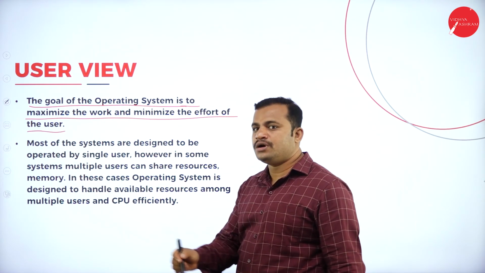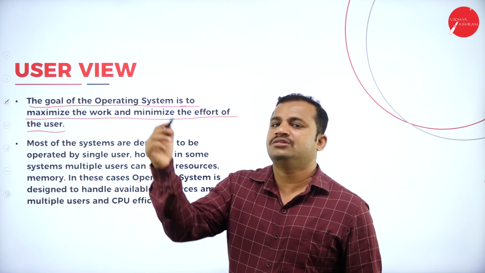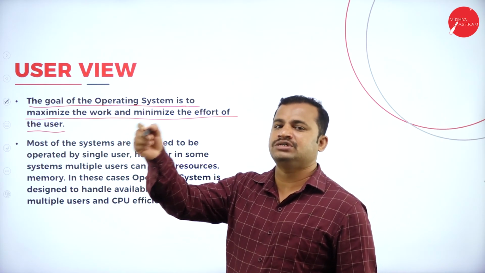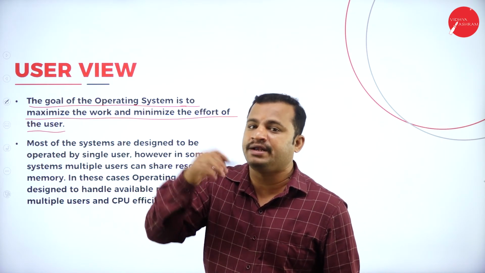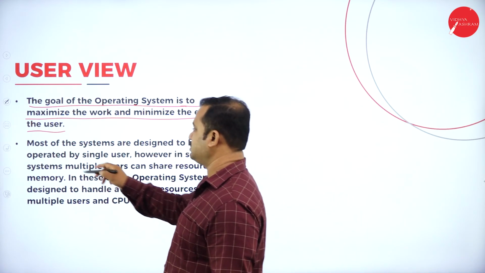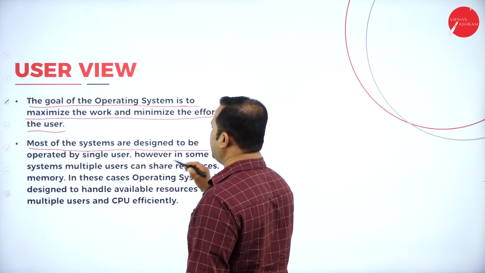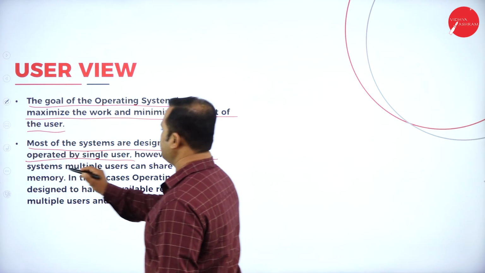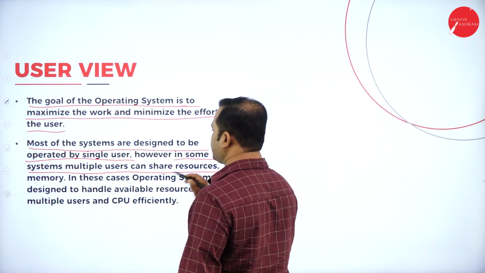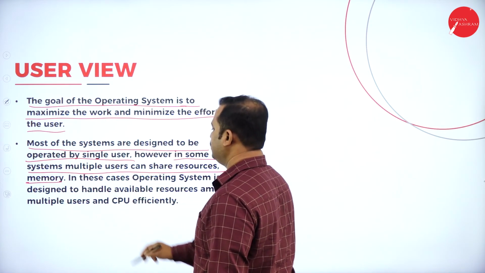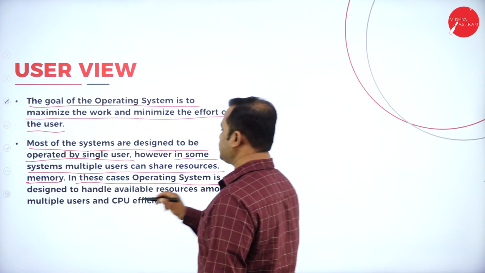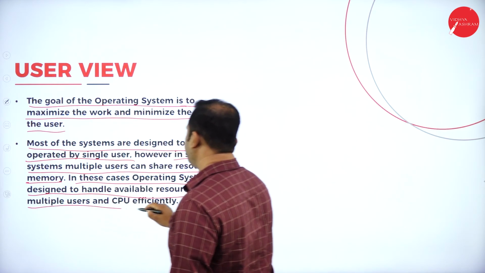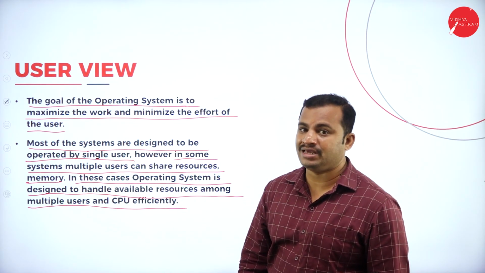That is, it has to work in conjunction with the users. It has to minimize the work of users and maximize the work of the operating system. That is the task. Most of the systems are designed to be operated by single users. However, in some systems, multiple users can share resources such as memory. In these cases, the operating system is designed to handle available resources among multiple users and the CPU efficiently.